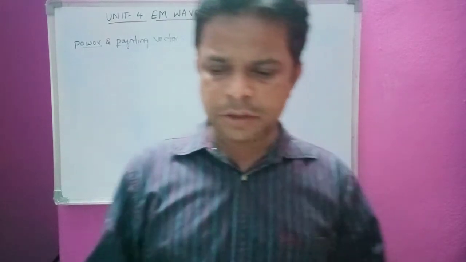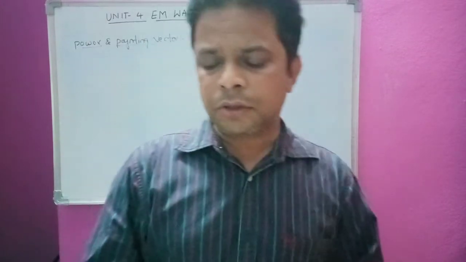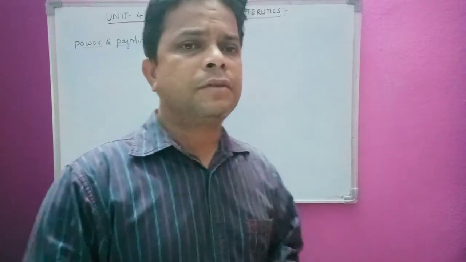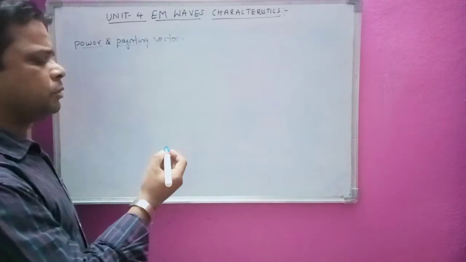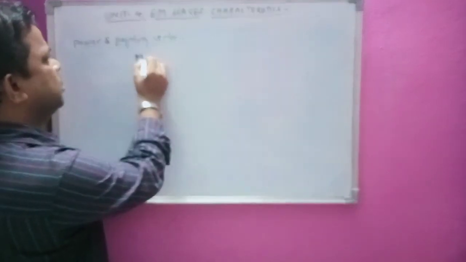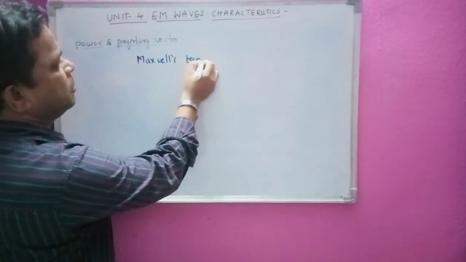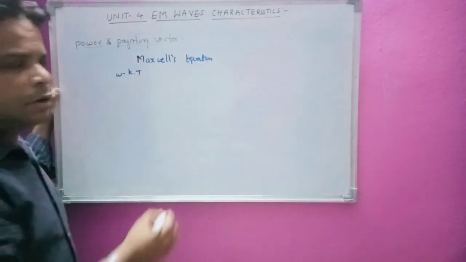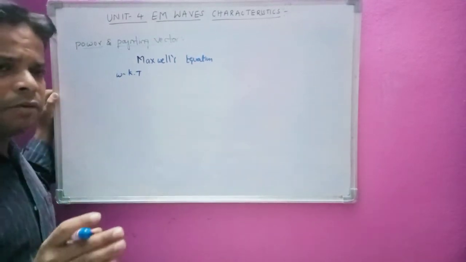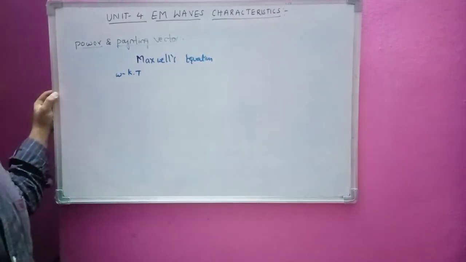In order to derive this mathematical statement of Poynting theorem, we will take the help of Maxwell's equations. These Maxwell's equations are helpful to us in order to derive the power or the Poynting vector. Let us see what the Maxwell's equations are which are going to help us. In order to calculate the power, we need to have the electric field and magnetic field equations.